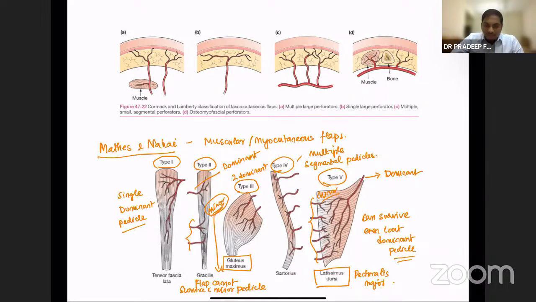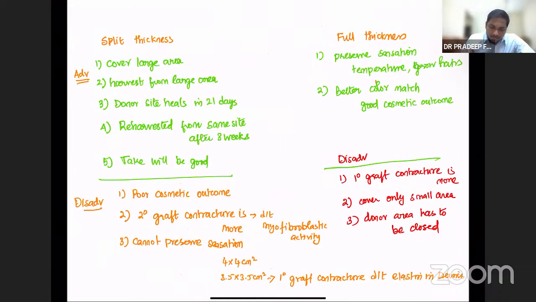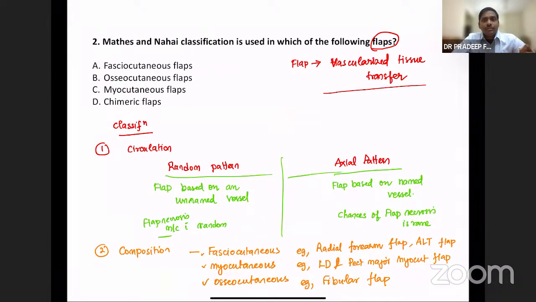And there is another classification for fasciocutaneous flaps called the Cormack and Lamberty classification. Just know this classification; I think it's way beyond your scope of knowledge. Generally for plastic surgery these will be asked, but you should be very aware of all these classifications, which are very high yield for the examinations. Now, let's answer the question. The Mathes and Nahai classification is used in which of the following flaps? The answer is obvious: myocutaneous flap.